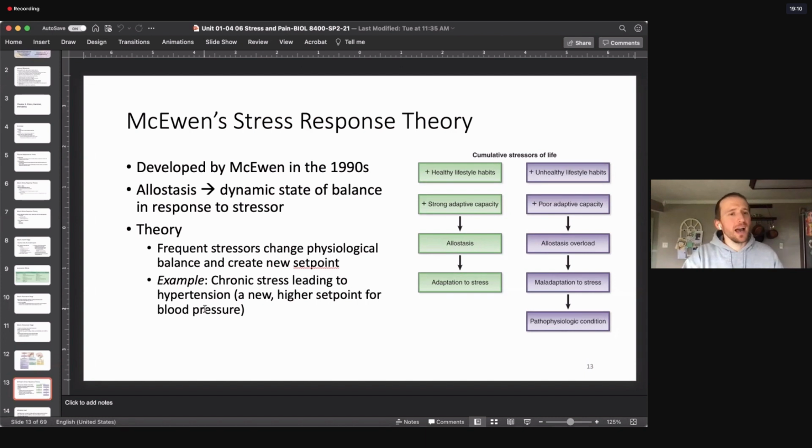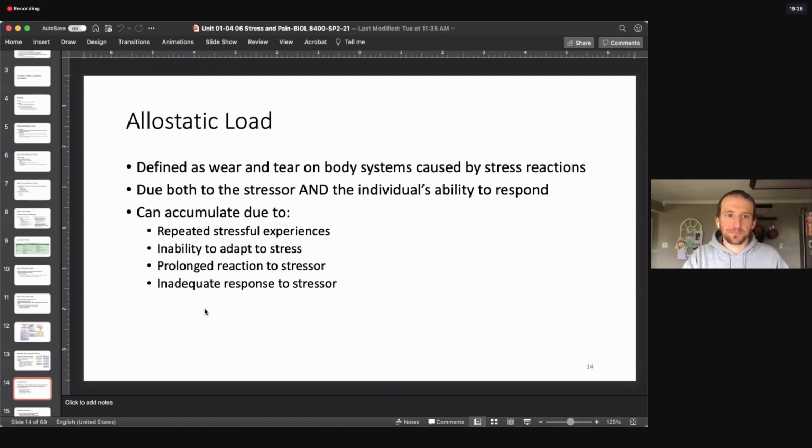And if you think about that, it kind of makes sense. If a person is under chronic stress, the body's going to say, we need a lot of blood flowing at high pressures much more often. The hypothalamus should just change the set point for blood pressure. We're going to make it higher because it seems like we need it. And so the allostatic load is the idea of the combined wear and tear on the body's systems as a result of these stress reactions and their cumulative effect.